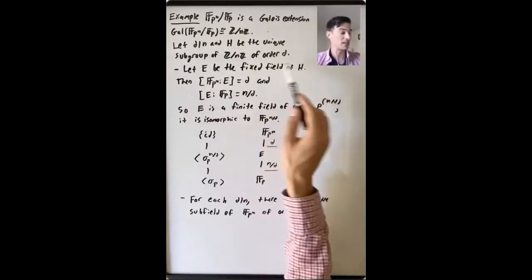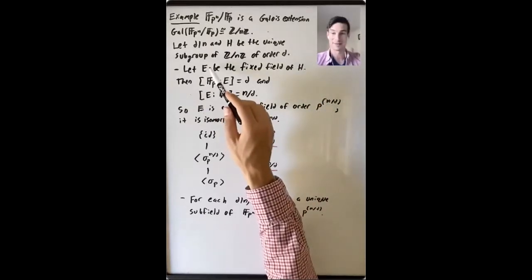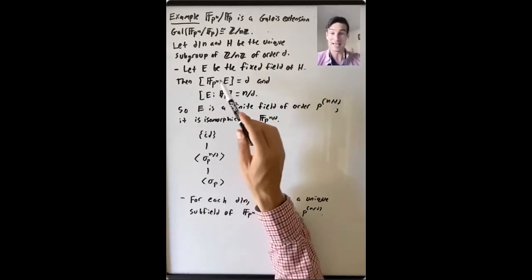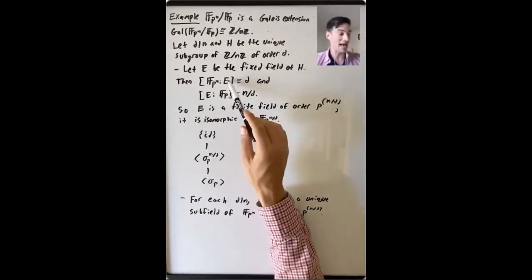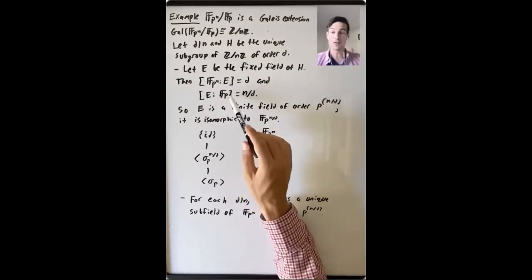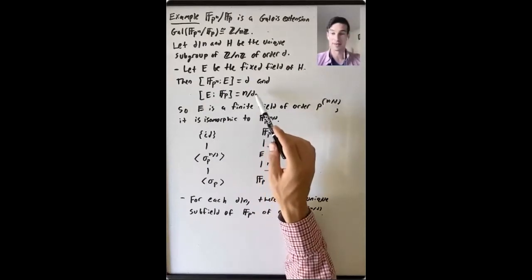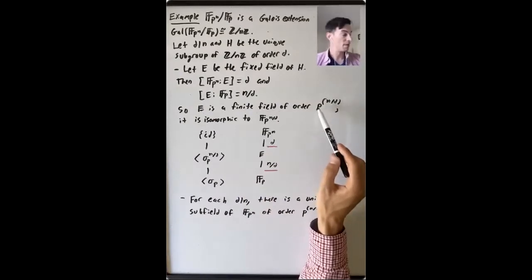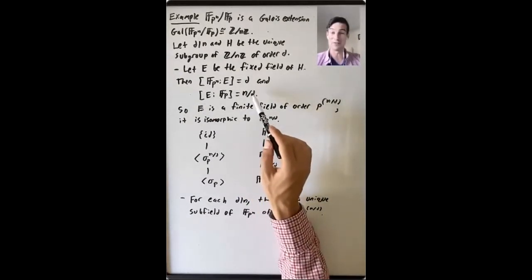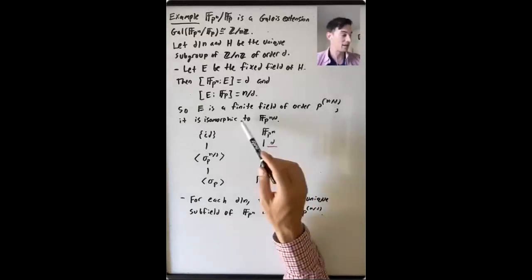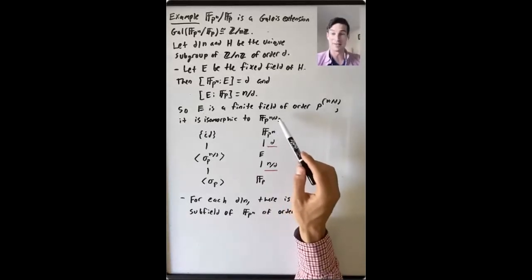Now let's take the fixed field of H, and call that E. So what do we know? The property that we just proved says that the degree of F_p^n over E is d, and the degree of E over F_p is n over d. What does that mean? E is a finite field of order p to the n over d. It's an n over d dimensional vector space over F_p, so this is how many elements it has. All finite fields of a given order are isomorphic to each other, so it's isomorphic to F_p^(n/d).